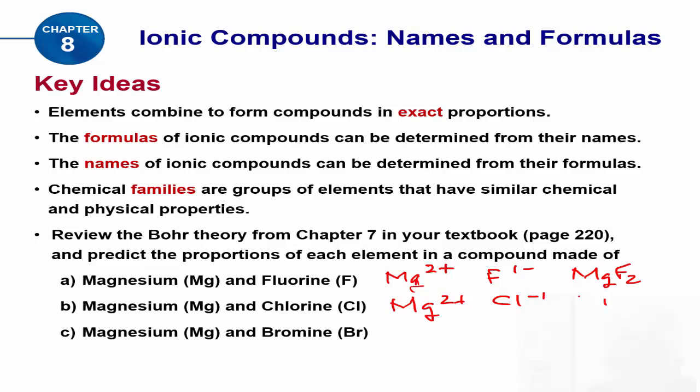Yeah, the ratio would be 1 magnesium to 2 chlorine. And again, that formula would be just like MgF2, but now it's MgCl2. What do you think the formula would be between magnesium and bromine? Bromine's in the same family as chlorine and fluorine, so you guessed it, it's going to be a ratio of 1 magnesium to 2 bromine. In other words, MgBr2. Excitement! Okay.